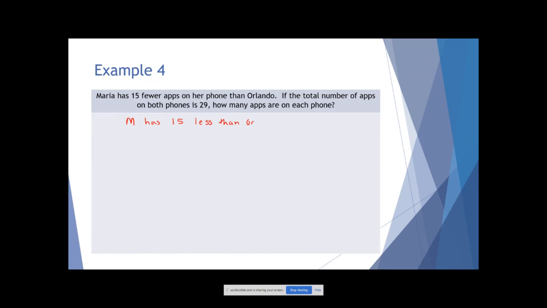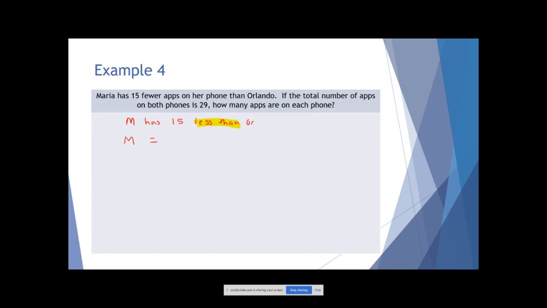Now I'm going to translate that into our equation. So M, the word has is our verb, so equals 15 less than. So that was another one where the less than part means we translate it in the opposite order.